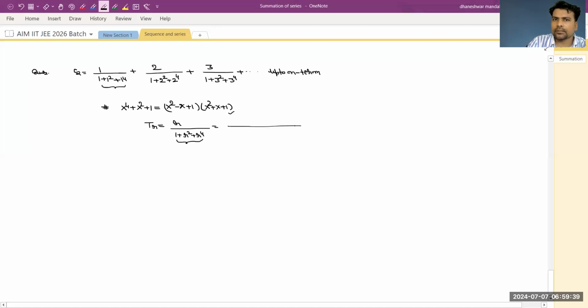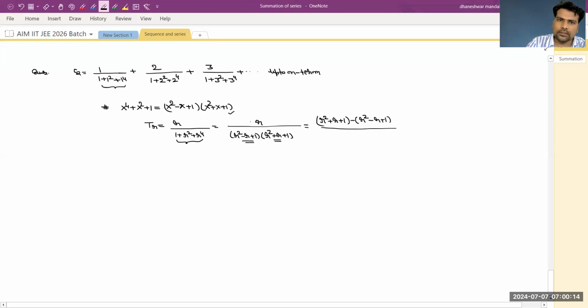If I break this term, then here we have r squared minus r plus 1, and one more term, r squared plus r plus 1. Okay, so see, in the denominator we have two terms. So can I write the numerator in terms of the denominator? If I subtract these two terms, r squared plus r plus 1 minus the other term, then what do I get in the numerator? In the numerator, you will find 2r.